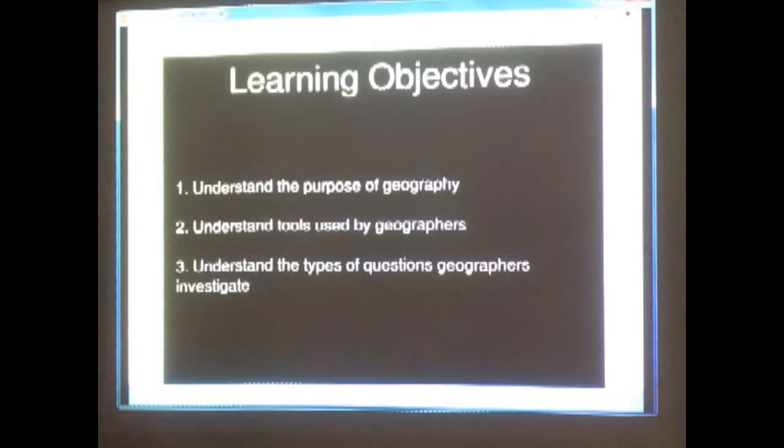Second, we need to understand the tools used by geographers. What types of things do they use to help them in their jobs? There are actually jobs that require you to know geography to be able to perform them and use them in your everyday activities. And there's certain tools that geographers use, so we're going to understand those. And then the last thing is understand the types of questions geographers investigate. Okay, and you're also going to be asked to develop your own geographic question and tell me what tools you would use to answer that question after the lesson today.